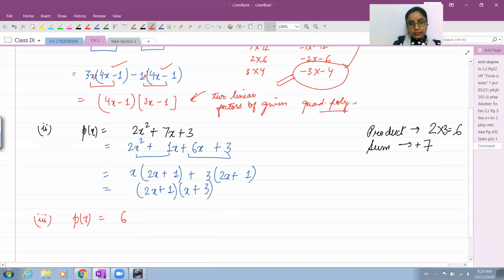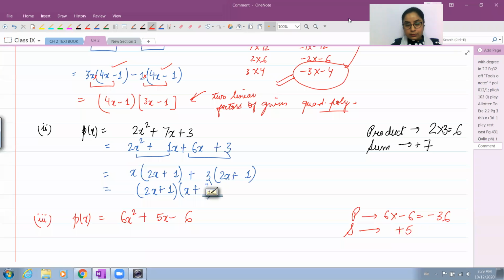So the third part is 6x squared plus 5x minus 6. The product required is negative 36 and the sum required is positive 5. 9 and minus 4. No, beta, actually, just a minute, you are asking me if you could take 5x and 2x. One of the students is actually asking this. So I'm answering that. If you take 5x and 2x to split your middle term, you need the sum as 7, that's fine.